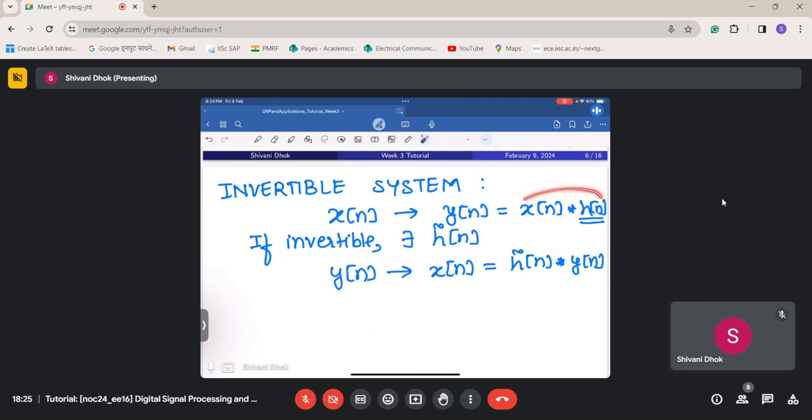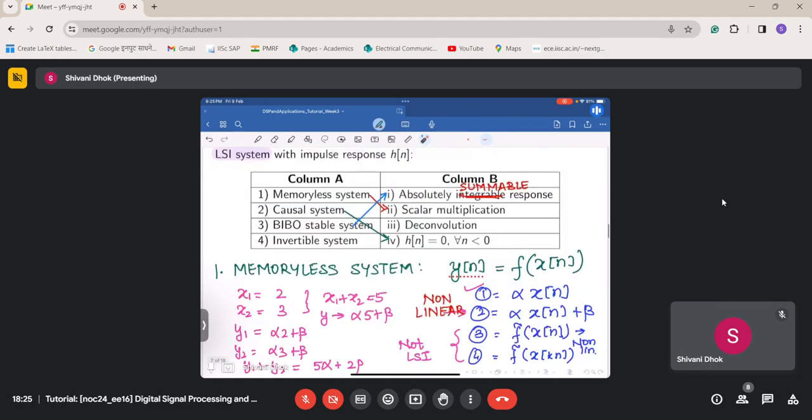So for example, if this is convolution, then I am doing something with this output to get back my input. So this is like reversing the process. Such kind of thing is known as deconvolution. So that's why if my system is invertible, I can have a deconvolution happening. Any queries?